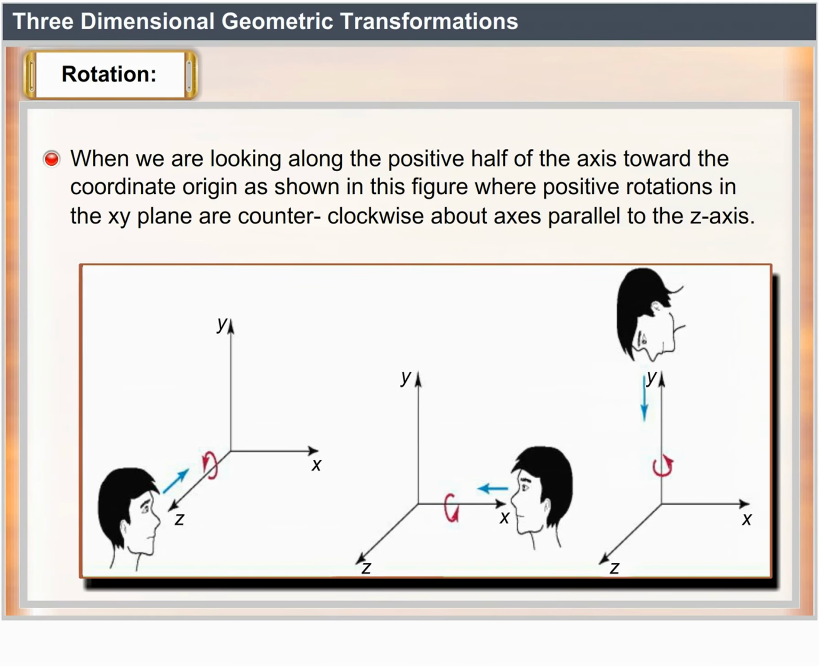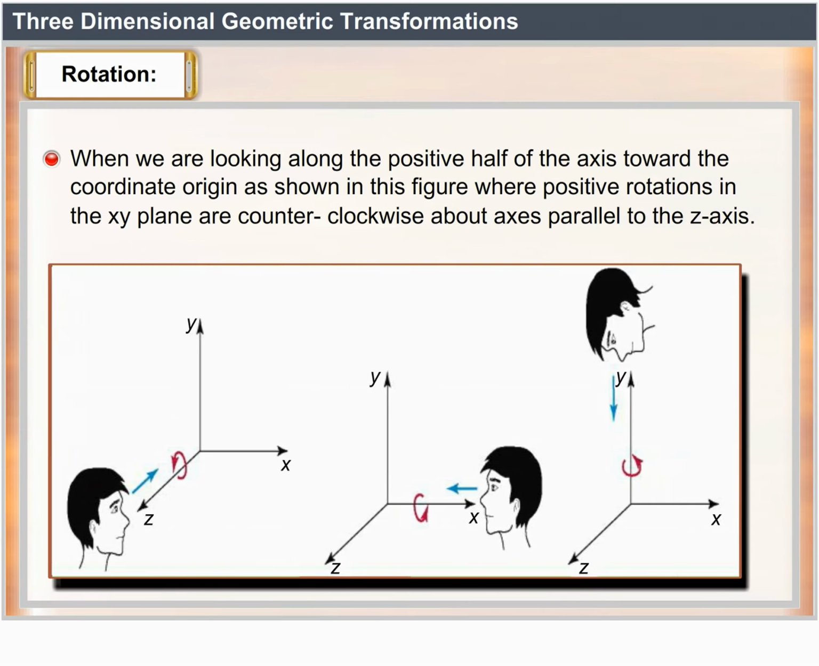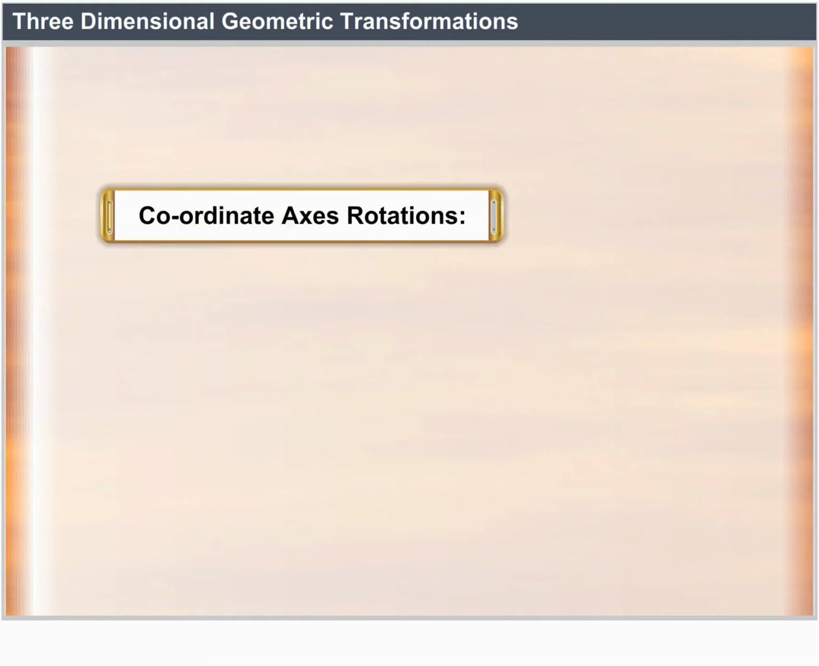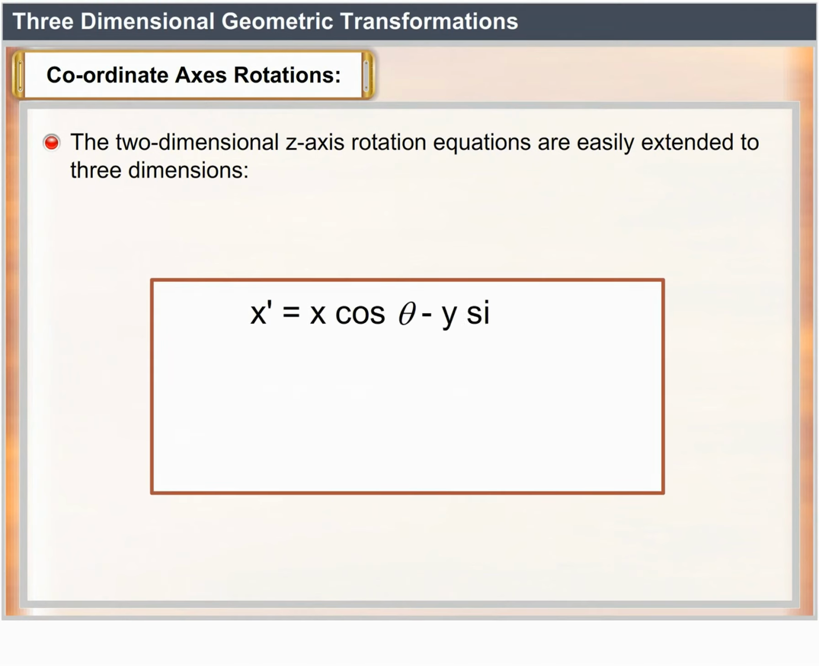Coordinate axis rotations. The two-dimensional z-axis rotation equations are easily extended to three dimensions. x' = x cos θ − y sin θ, y' = x sin θ + y cos θ, z' = z. Parameter θ specifies the rotation angle.